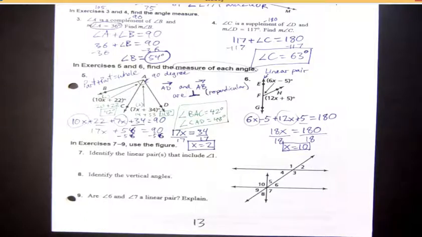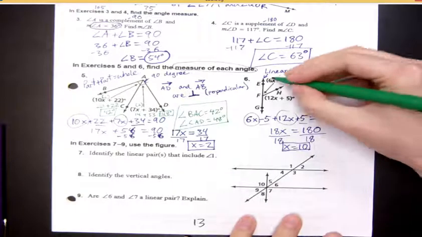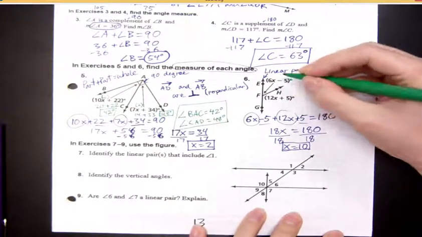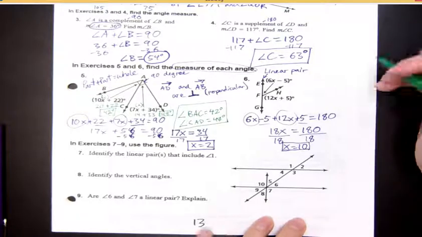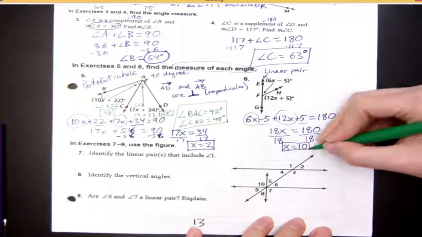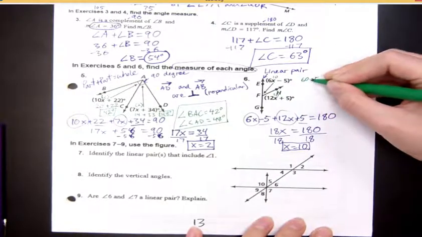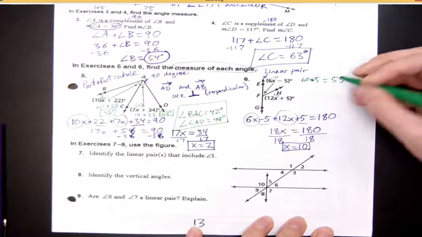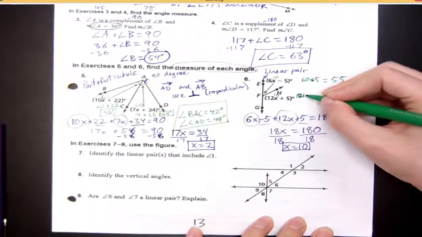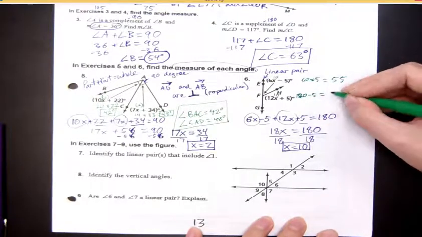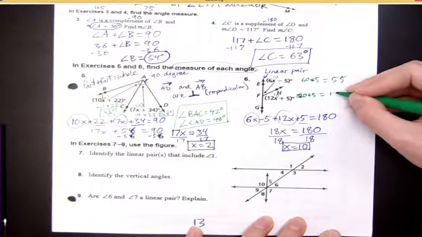Now see if you can plug it in and get the final angle measures faster than me. You already did? What did the angles measure? 55. I did that case. So I'm going to show the steps again for anyone who needs it. After you've gotten x equals 10, if I plug that 10 in, I get 60 minus 5, which equals 55. And 120 plus 5, 125.